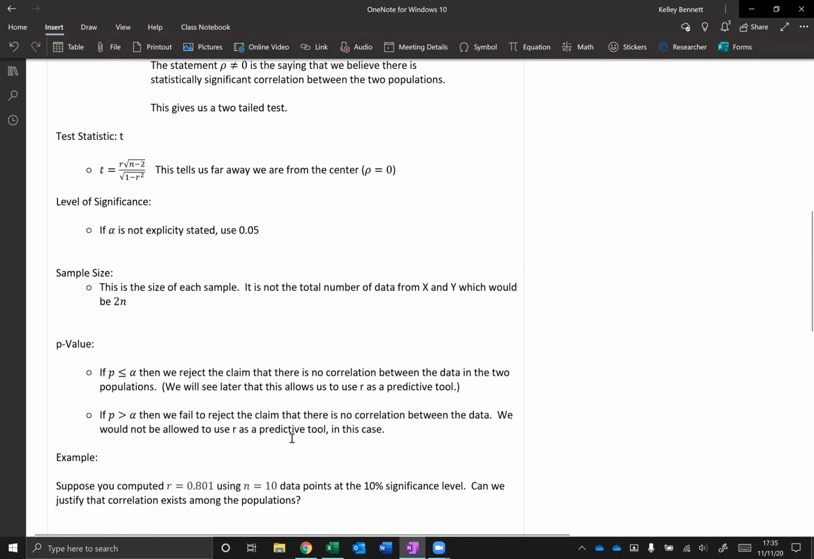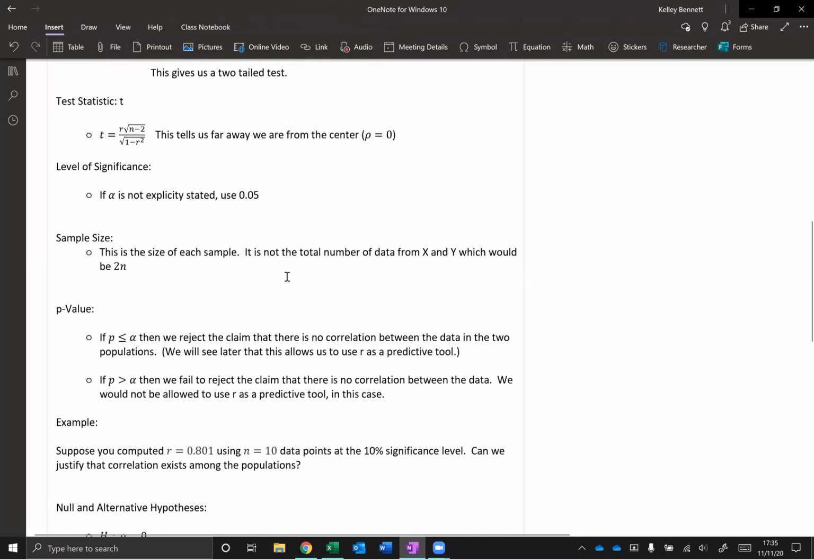And as before, we're also going to consider the p-value. So if p, and again, this is not rho, and I understand they look similar, but if p is less than alpha, then we're going to reject the claim that there is no correlation between the data. So rejecting that claim is actually really saying that, well, in fact, we do think there is correlation between the data. And this is going to allow us to use R, our correlation coefficient, as a predictive tool later on. This is kind of the first step in being allowed to use R as a predictive tool.